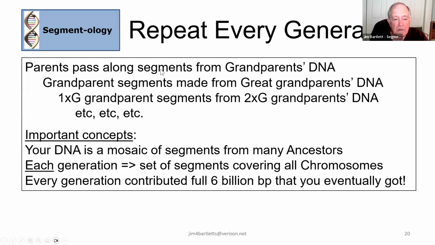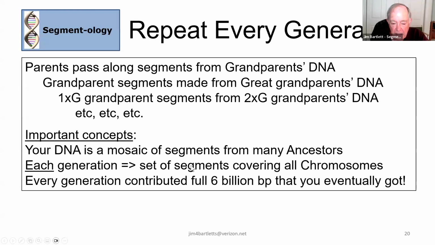So parents pass along chromosomes from grandparents' DNA. The grandparents' segments that they pass along were made up from great-grandparents' DNA, and the great-grandparents' DNA came from the great-great-grandparents' DNA. So you get the picture here. The concept is that your DNA is a mosaic of segments from many ancestors. It's almost like an archaeological dig. The farther down you dig, the more you find from earlier ancestors.